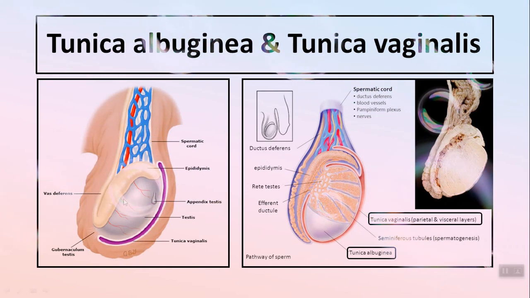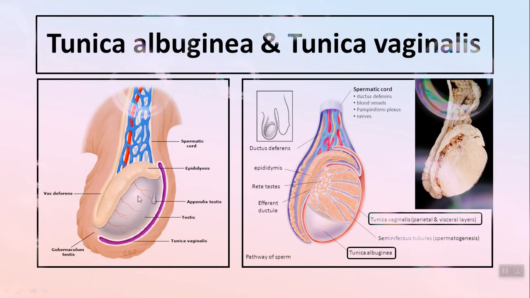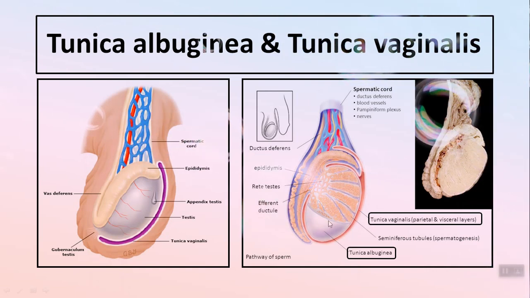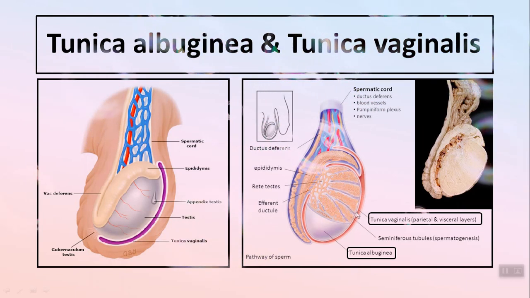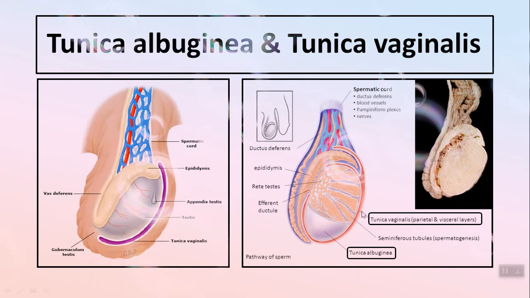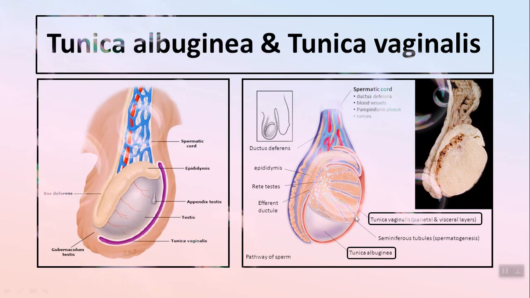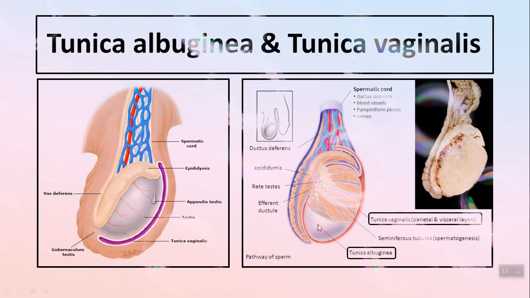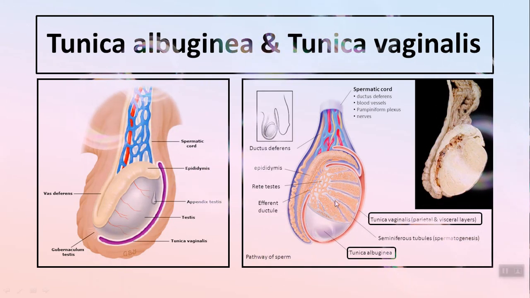Here we can see the testis covered by a thick fibrous capsule called the tunica albuginea. On the tunica albuginea we have the layers of the tunica vaginalis, which is the visceral layer of the tunica vaginalis, and we have the parietal layer of the tunica vaginalis. From the inner surface of the tunica albuginea, it will send fibrous septa that will divide the testis into lobules. These are the lobules.